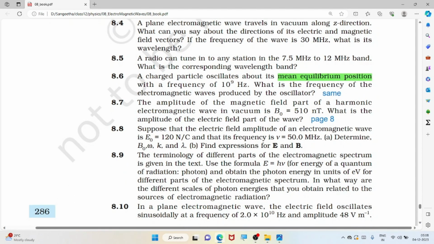A charged particle oscillates about its mean equilibrium position with the frequency. What is the frequency? It is oscillating from the mean equilibrium position, that means this frequency is same as the EM wave frequency.